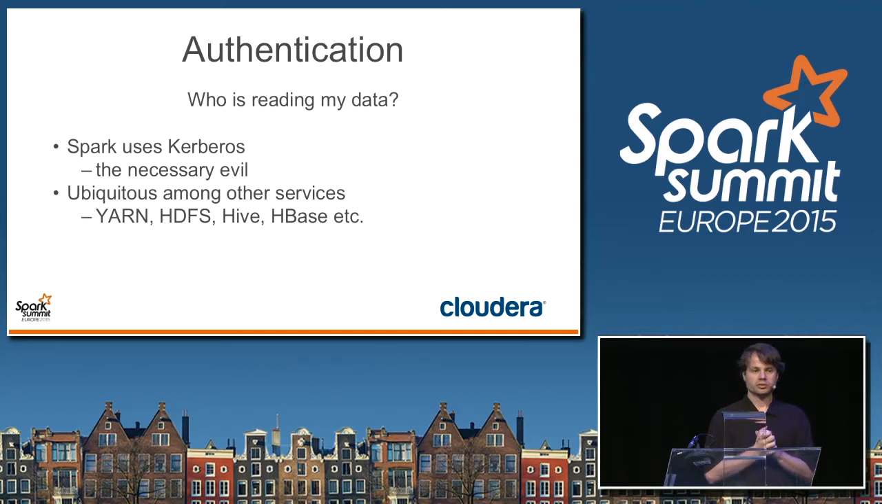So that's for encryption. And what about authentication? I want to know who's reading my data. For that, Spark uses Kerberos. We call it the necessary evil because it's a very nice system, but if anything goes wrong, it's really, really hard to debug. If you've ever worked with Kerberos, you know what I mean. It's basically the system used for authentication everywhere in the Hadoop stack. So YARN, HDFS, Hive, HBase, every Hadoop system supports Kerberos.